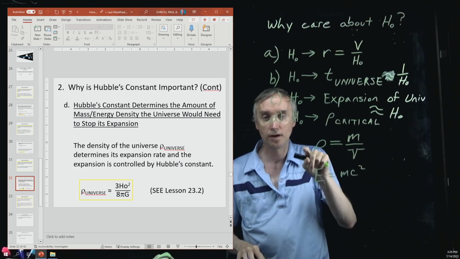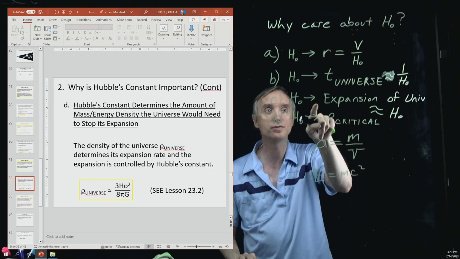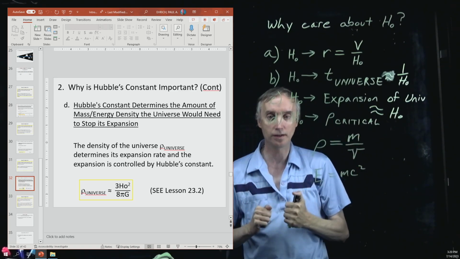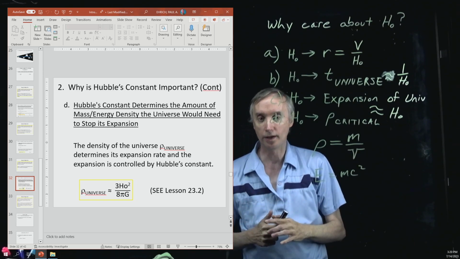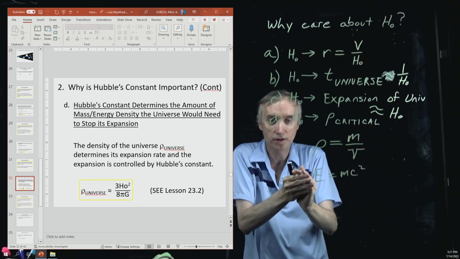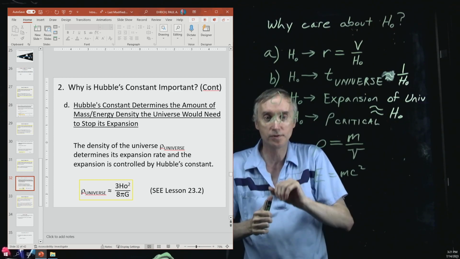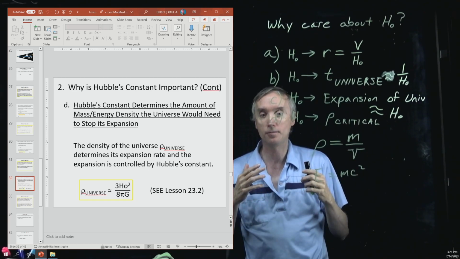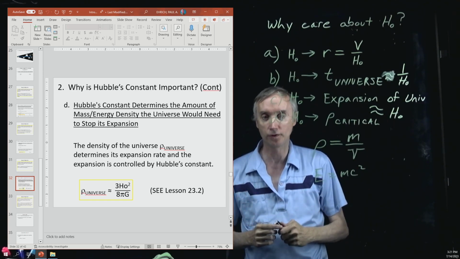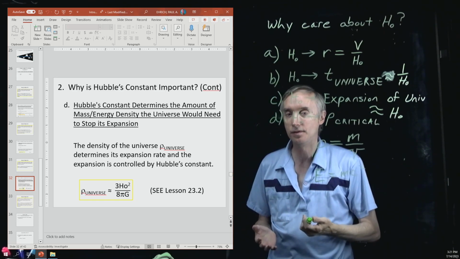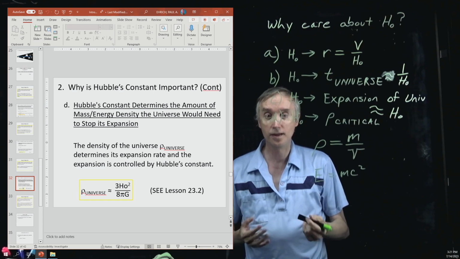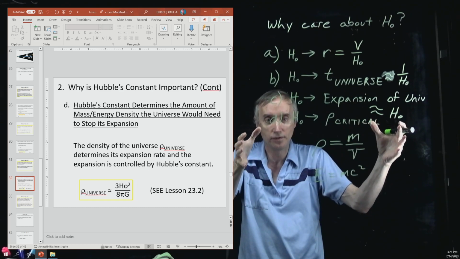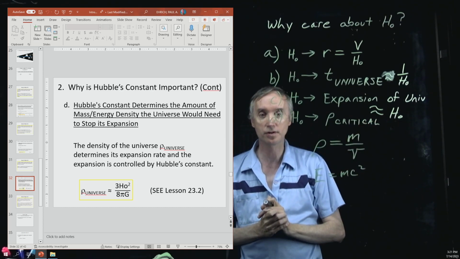So it's the thing that's trying to pull the universe in. On the other hand, Hubble's constant is related to the expansion rate of the universe, which is causing the universe to expand. Now, which one's winning? Is gravity winning and the universe collapsing? Or is h sub 0 winning and the universe expanding? Well, it all depends on the mass density of the universe. If the mass density of the universe is large, then it's going to cause a lot of gravity. And that will slow down the expansion of the universe and eventually might make the universe collapse.